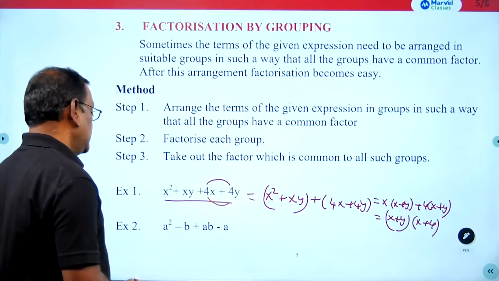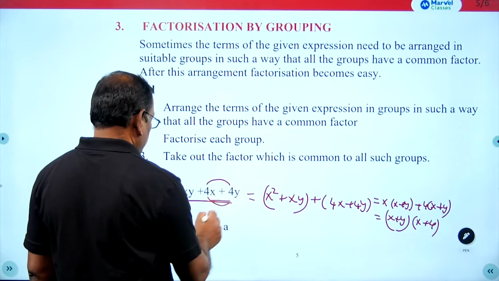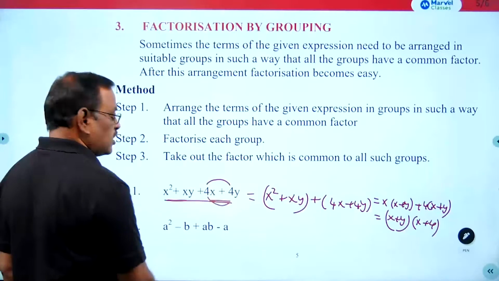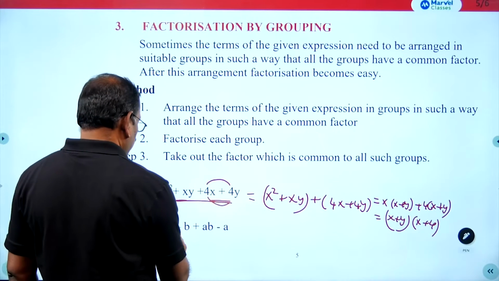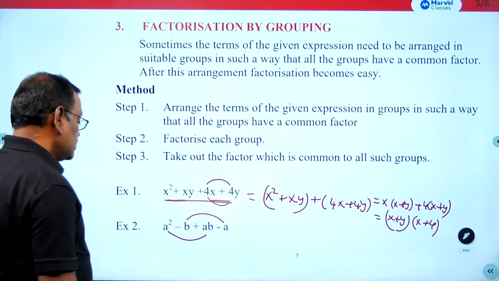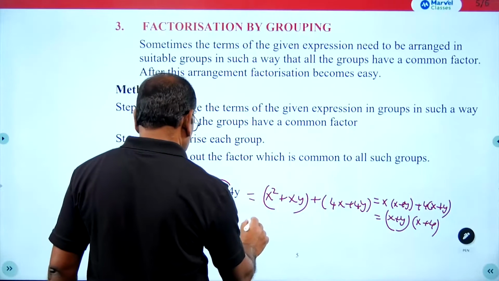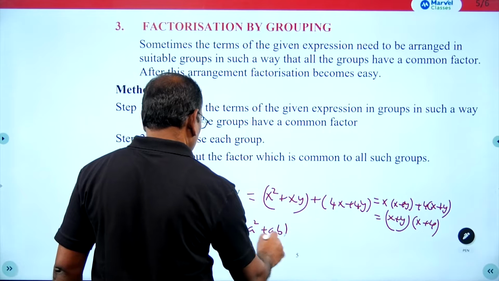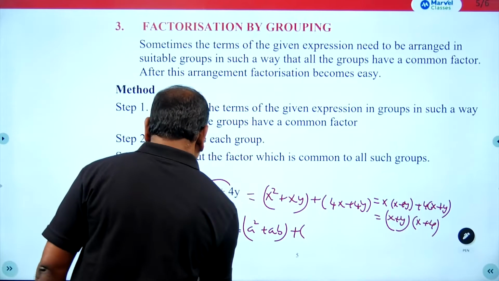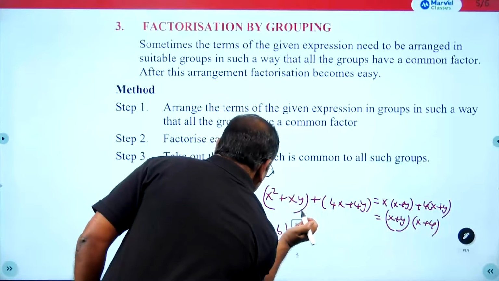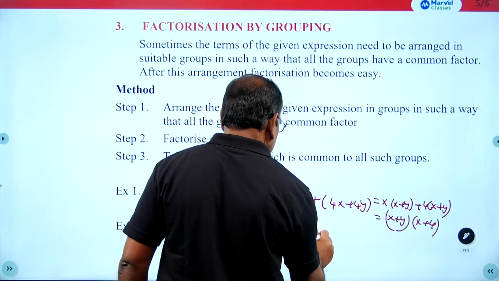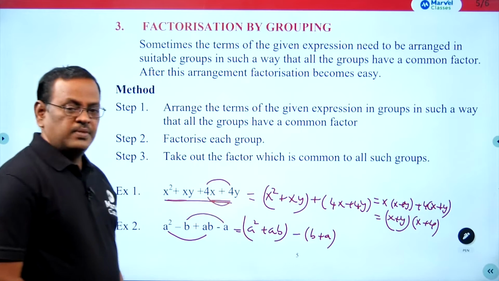How to group the terms? Here, first 2 terms one group, second 2 terms one group, but that is not possible in this case. So in the first 2 terms there is no common factor, but you can group first and third, and second and fourth. So what is first and third? A square plus AB, one group, plus the other group. Take minus on the third and fourth terms, since the minus sign is there: minus of B plus A.